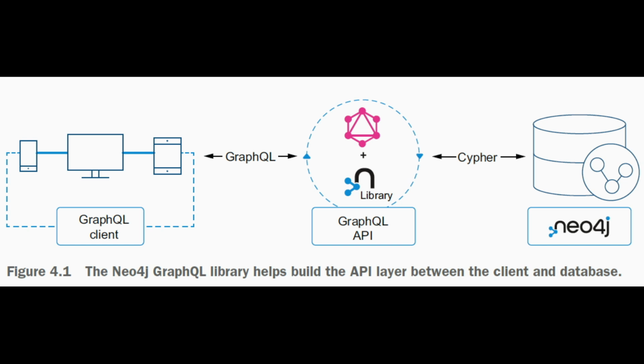The Neo4j GraphQL library is a Node.js library that works with any JavaScript GraphQL implementation, such as GraphQL.js and Apollo Server, and is designed to make it as easy as possible to build GraphQL APIs backed by a Neo4j database. The two main functions of the Neo4j GraphQL library are GraphQL schema generation and GraphQL to Cypher translation. Check the description for a link to the Neo4j GraphQL library documentation.